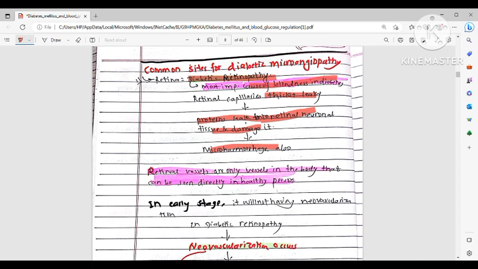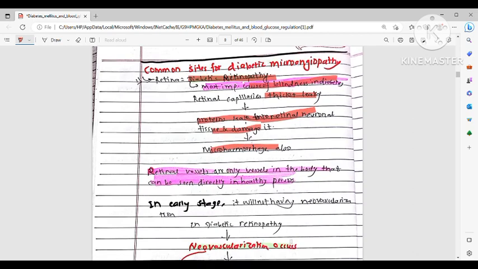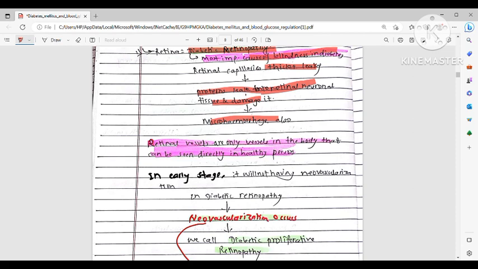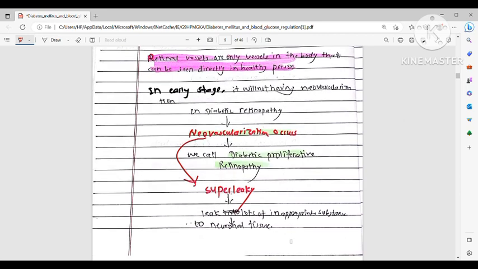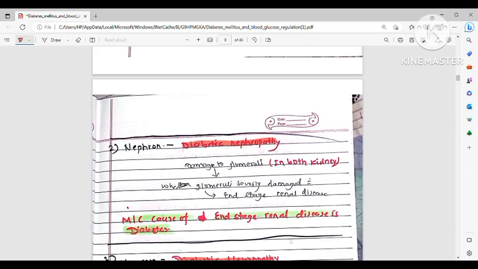In the early stage, there will be only retinopathy. Thickening leads to microhemorrhage. But initially there will be no neovascularization present. Neovascularization occurs later, in diabetic proliferative retinopathy. The neovascular tissue is super leaky and leaks lots of inappropriate substances into the neuronal tissue.